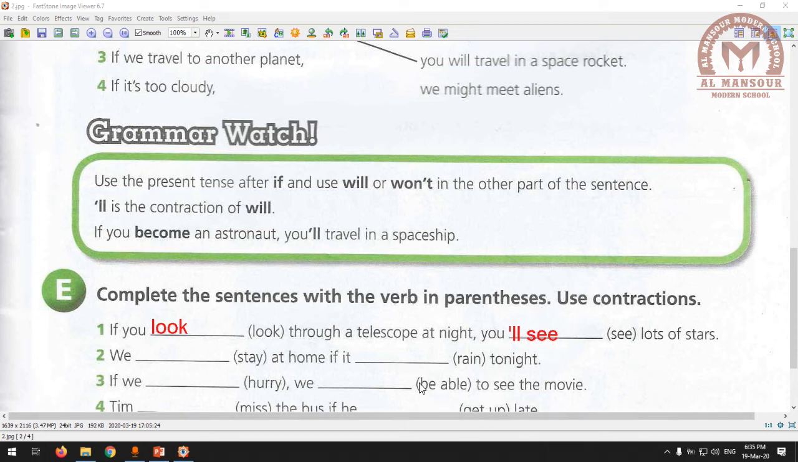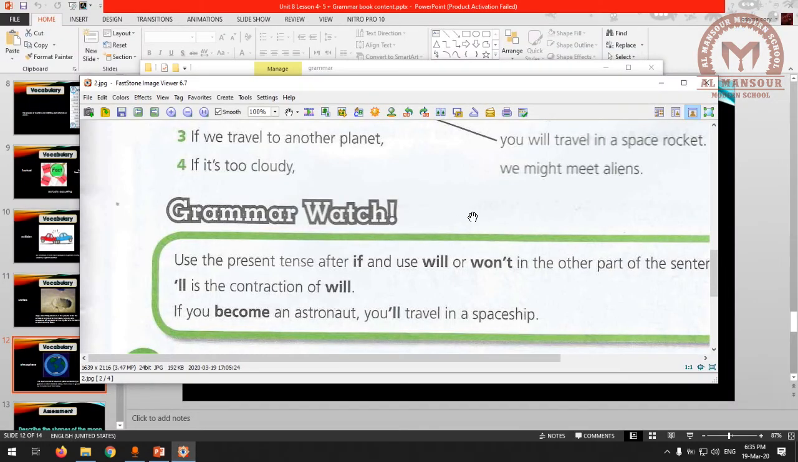You can finish the rest by yourself, but remember you have to use contractions. So you're going to use things like doesn't and won't, etc. Okay? I want you to flip the page.